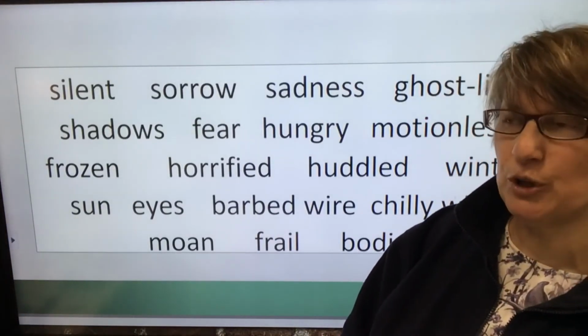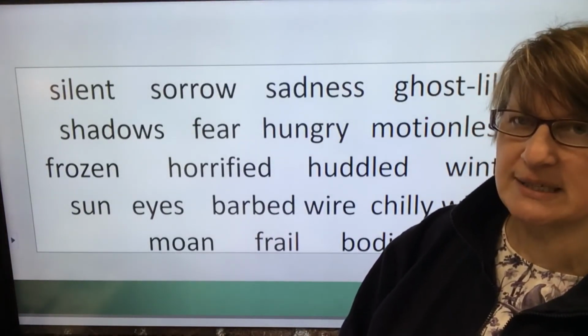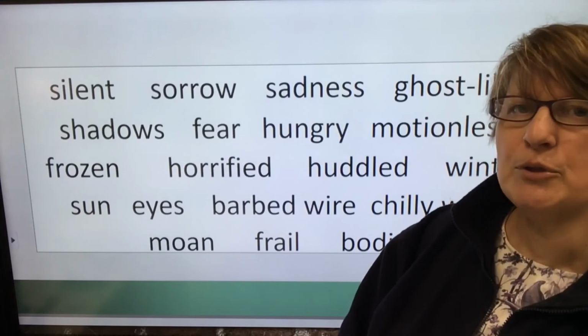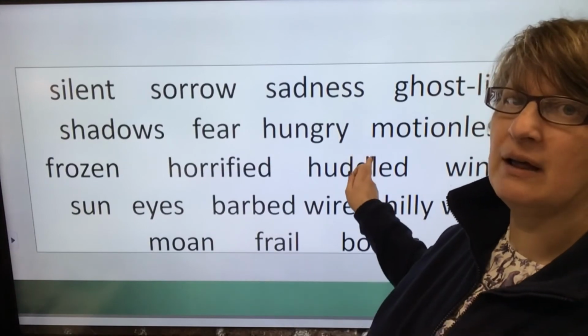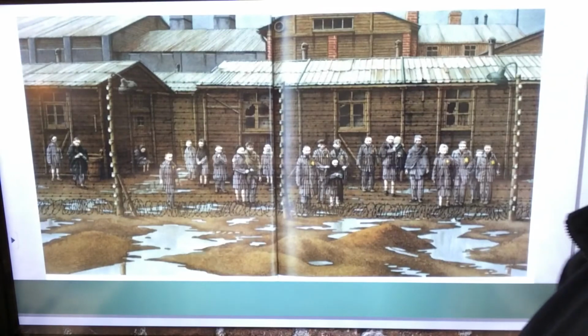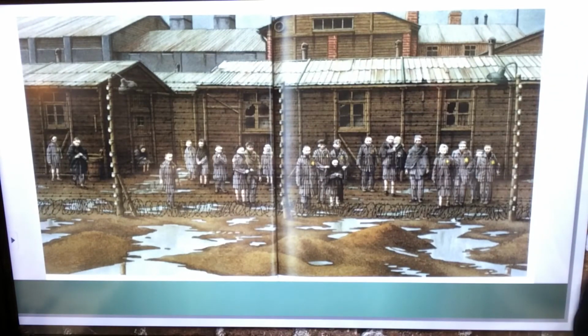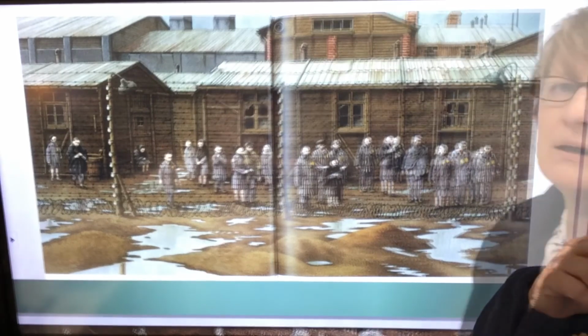This bank's also on the blog, so you can look at all these words. Or you could come up with your own words. But you just need to describe the image. This image. They don't look happy, do they?